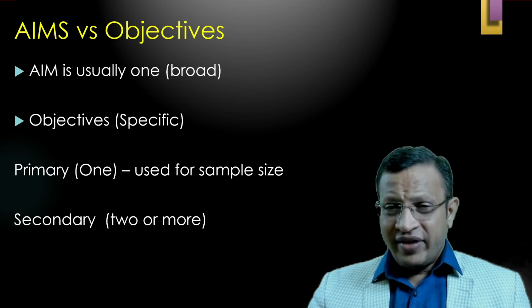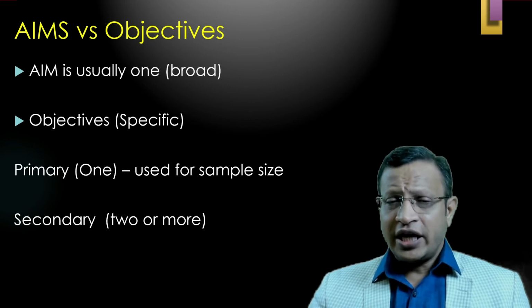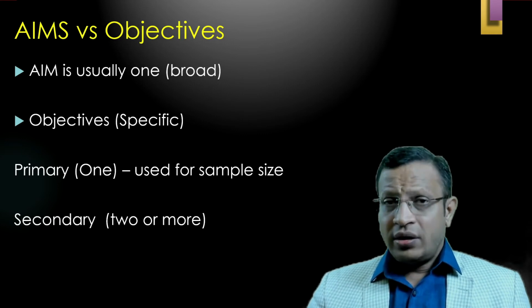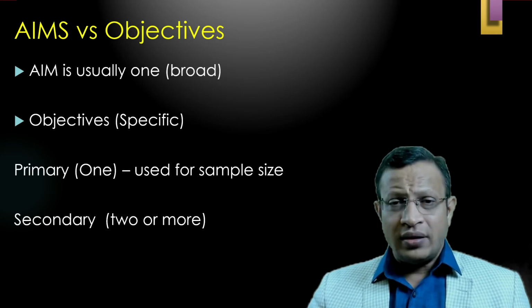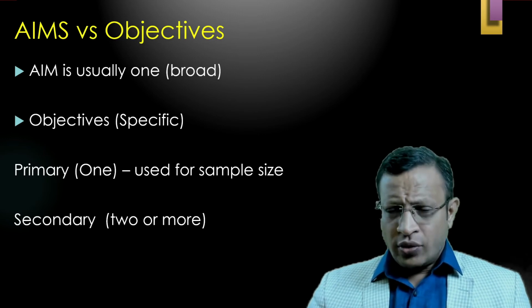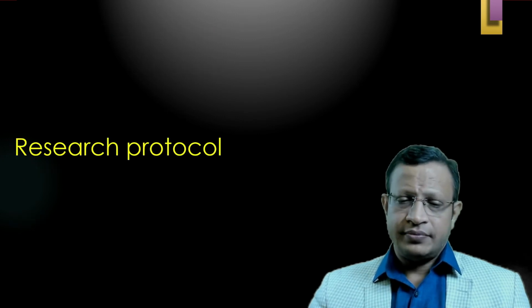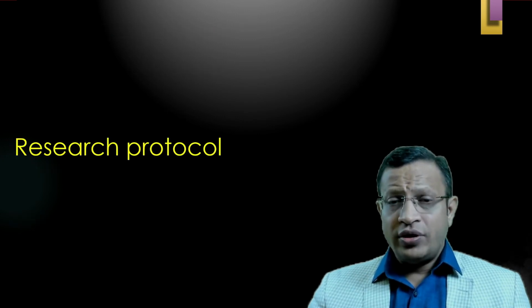So be very, very specific. Spend time, maybe 2 or 3 days, thinking about your aims and objectives. The aim is broader, and the primary objective is the one where you are asking a specific question. To answer that specific question, consider what type of methodology you are going to adopt. Now, we will move into the research protocol.